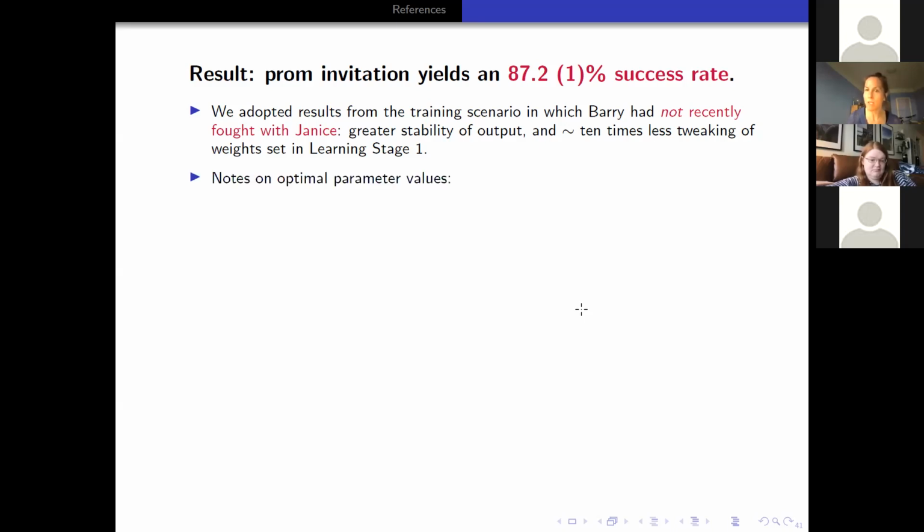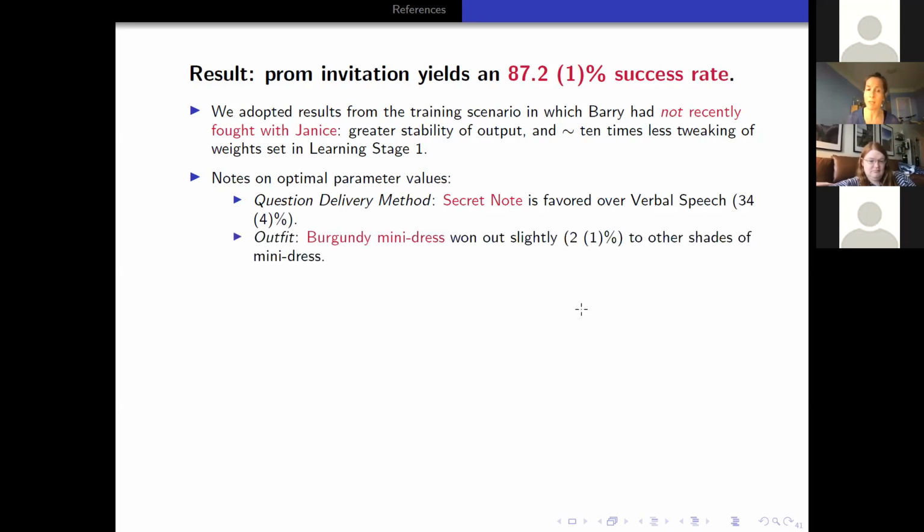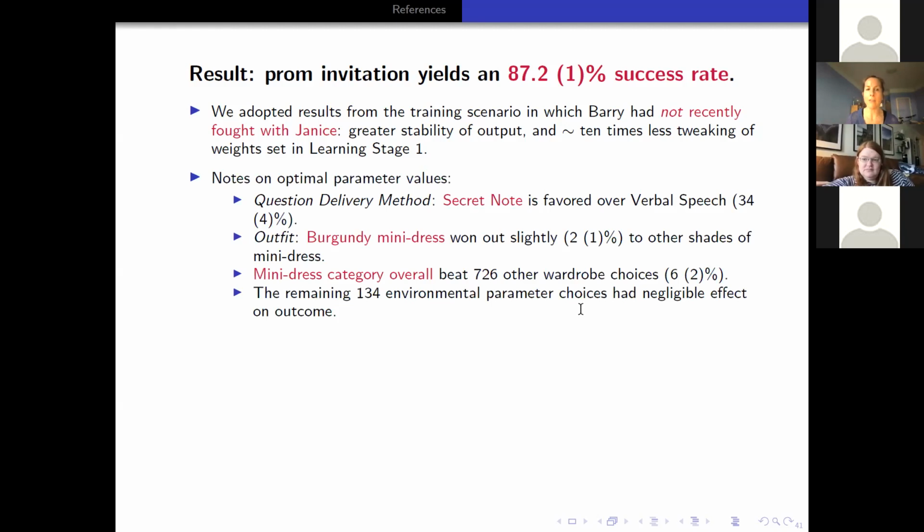Some other notes on the optimal parameter values. Question delivery method: secret note was favored over verbal speech at a considerable percentage. The outfit, burgundy mini dress won out slightly over other shades of mini dress, while the mini dress category overall beat 726 other wardrobe choices. And the remaining 134 environmental parameter choices had negligible effect on the outcome.